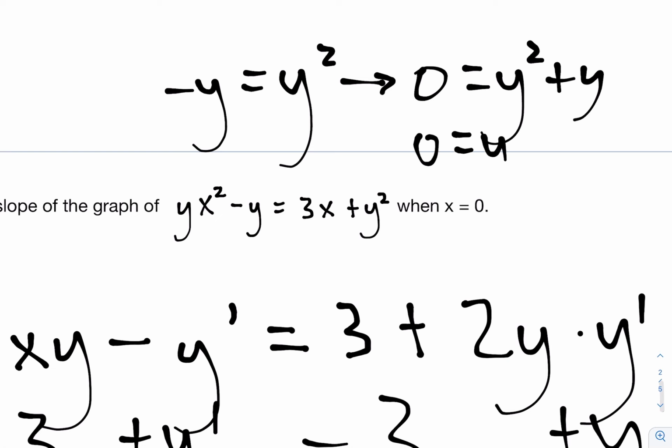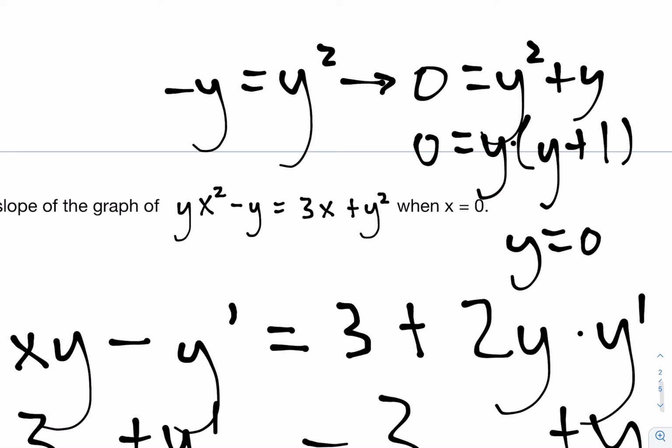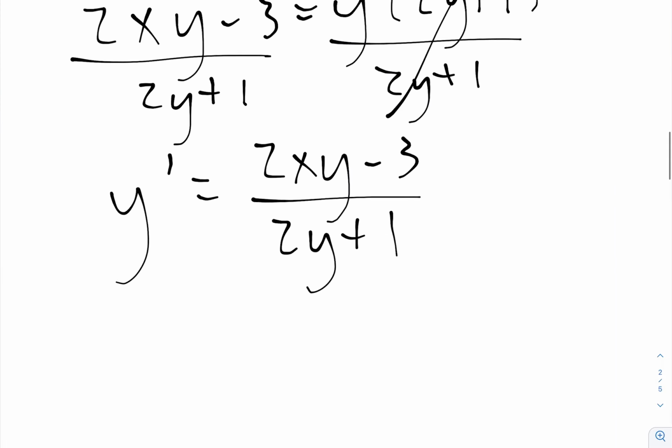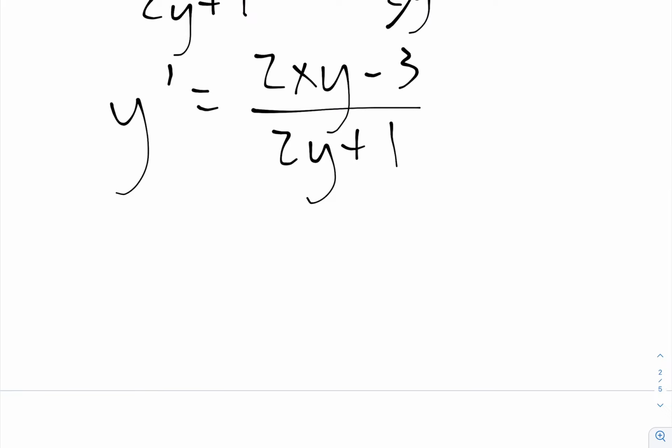And factoring this, we get y times y plus 1. So just like if these were x's, 0 equals y times y plus 1. So these two things multiplying into each other, those are going to go as 0. So either y equals 0 or y plus 1 equals 0. Therefore, y is equal to negative 1. So there's going to be two cases that we can work with here. Either y is 0 when x is 0, or y is negative 1 when x is 0. So for y prime, let's just try x is 0 and y is 0.